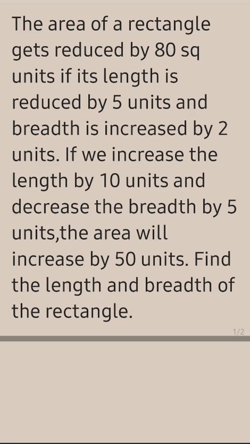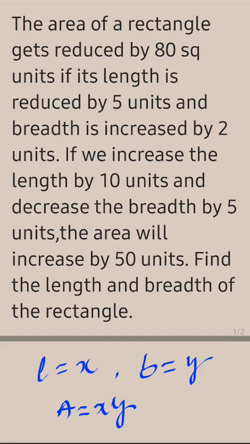Here, what are the unknown things? We are going to find length and breadth, so we take length equal to x and breadth equal to y. If length is x and breadth is y, what is their area? Area is x into y, that means length into breadth. xy is the original area, and x and y are what we are going to find.